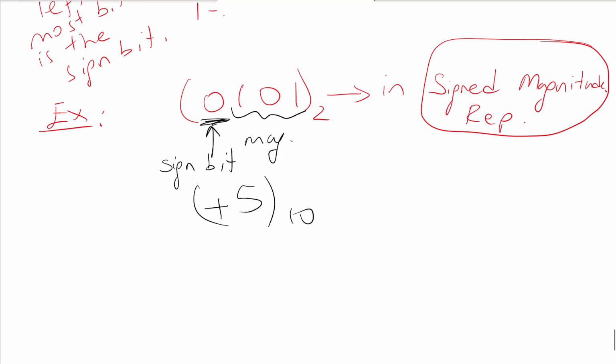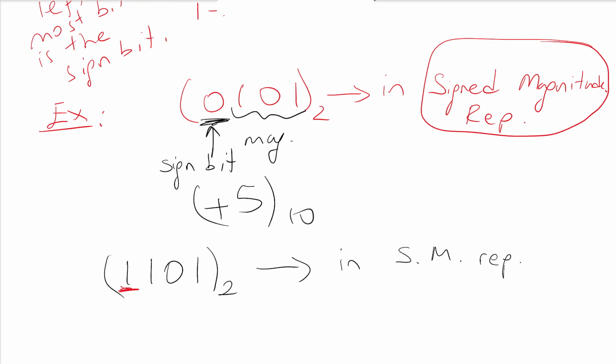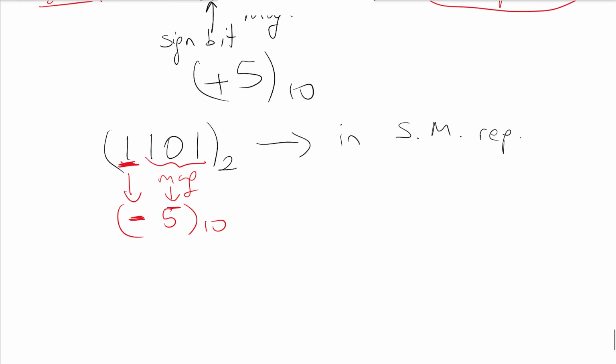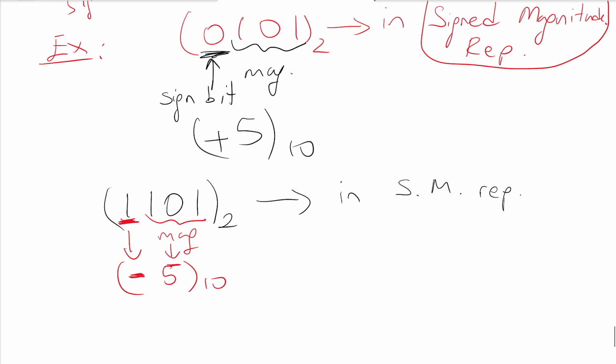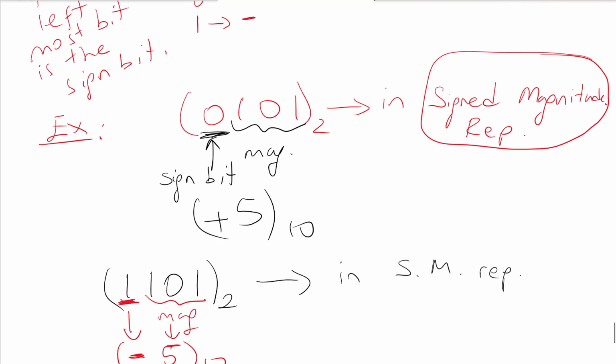If I give you another number 1, 1, 0, 1 in binary, and I say this is in signed magnitude representation, the first thing you do is look at this position, which is my sign, and the remaining bits are my magnitude. So this means this is a negative number and the magnitude is in this case 5. So this is minus 5 in decimal. We can do many more examples, but basically it is just separating the sign bit and the magnitude and then converting them to decimal. So this was our first method.